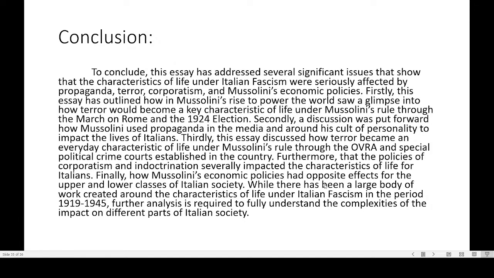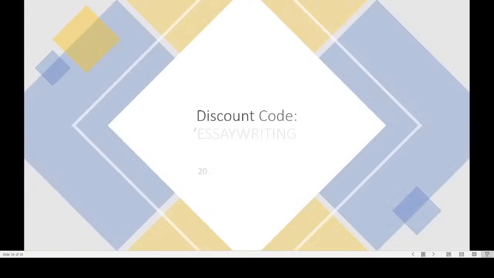While there has been a large body of work created around the characteristics of life under Italian fascism in the period 1919 to 1945, further analysis is required to fully understand the complexities of the impact on different parts of Italian society. So I'm trying to leave that lingering thought with the examiner that although this is really important, it still requires further study, further investigation, so we can understand the complexities of the impact of this period of time. So that is everything that we're going to cover today, guys.